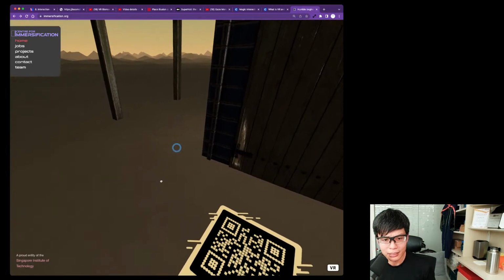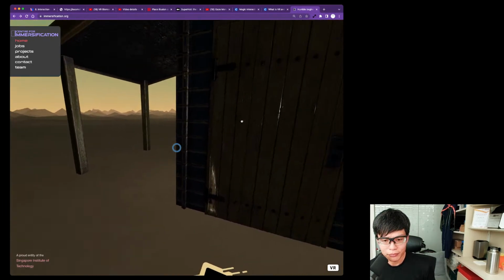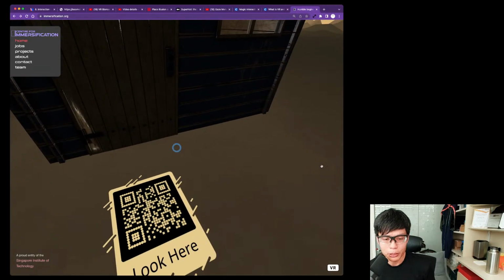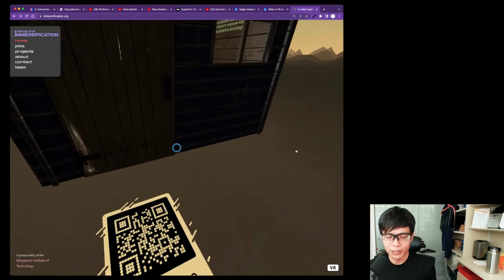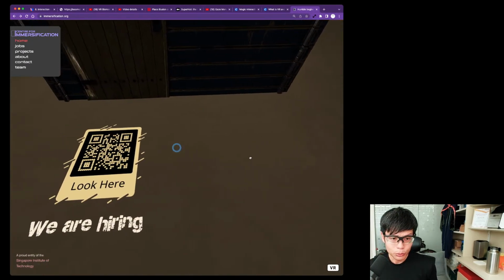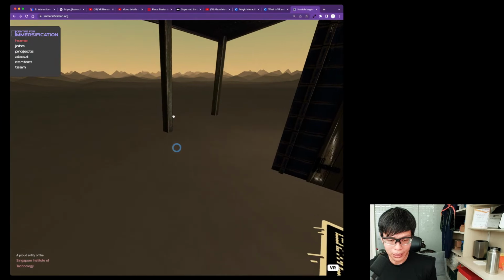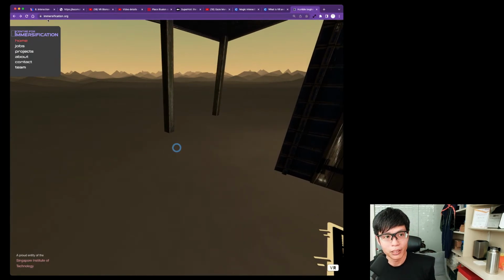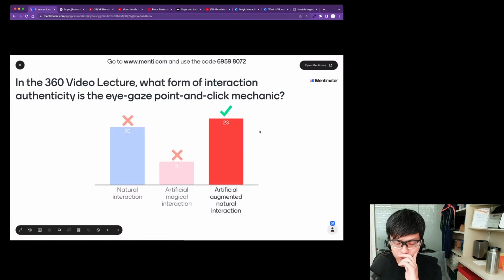Natural interaction in this case is, you need to touch and click on that button. All right, this is the VR simulation, right? So we're augmenting it with the ability to do it at a distance. Okay, so that is why this is the chosen answer.